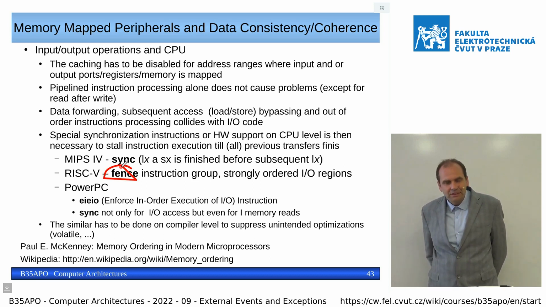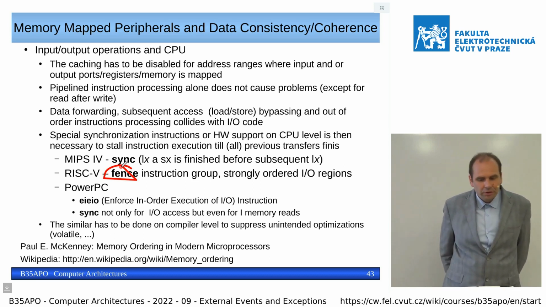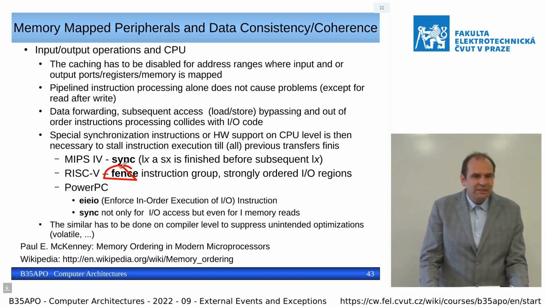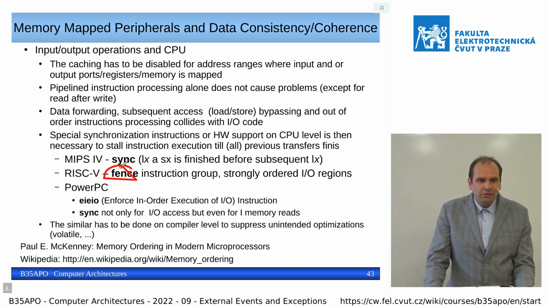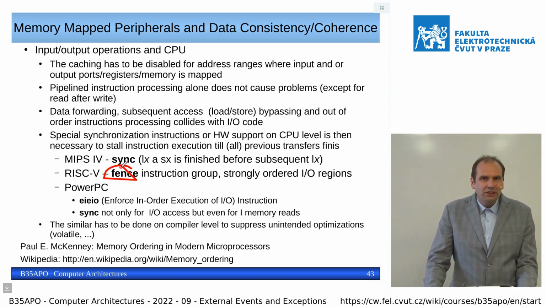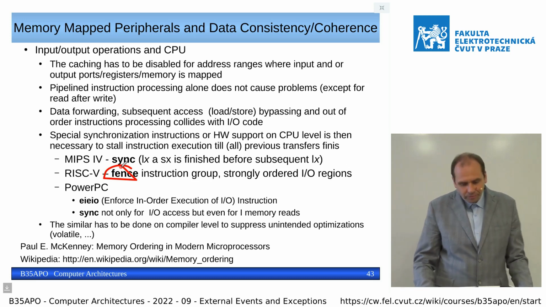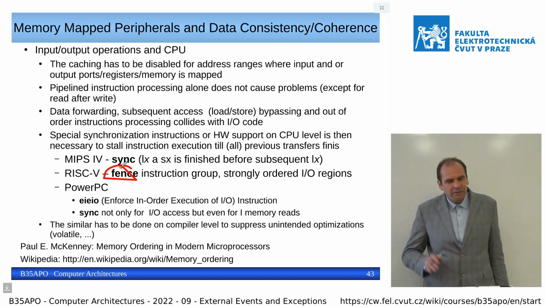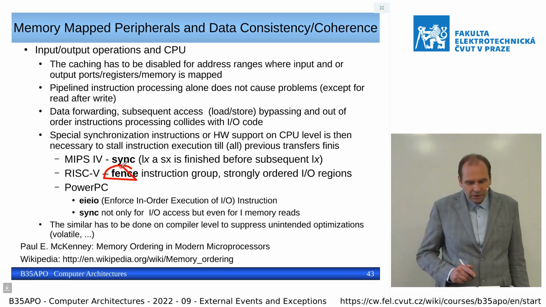But then the code will be extremely slow. So basically your task is to find as few places as possible where it is necessary to put some synchronization, and use the most lightweight synchronization which is possible, but still ensure that the data are consistent and correctly processed. And it is really, really hard. And there are two levels. One problem is the cache, and one problem is out-of-order execution on the processor level.